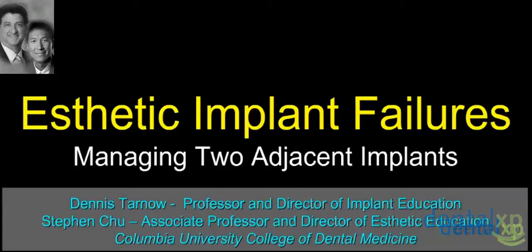The topic that we're going to cover today, as you all know, is aesthetic implant failures, and particularly one of the topics that has been of interest to both of our groups for so many years: managing the two adjacent implants in the aesthetic zone. This has been a problem that people have been aware of for over 20 years. And where are we today? What's the problem? Where can we go?